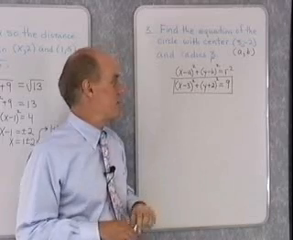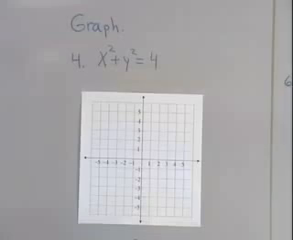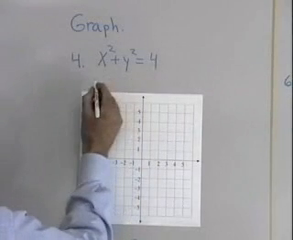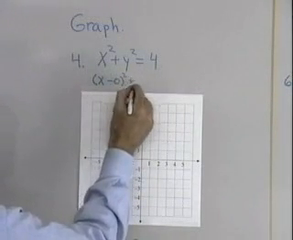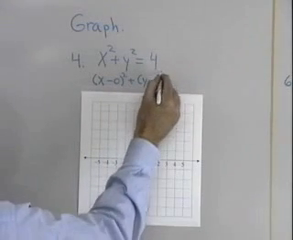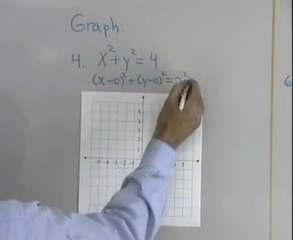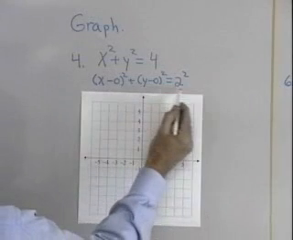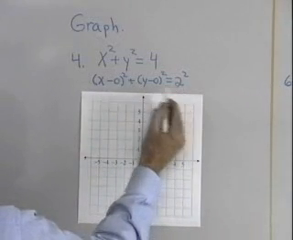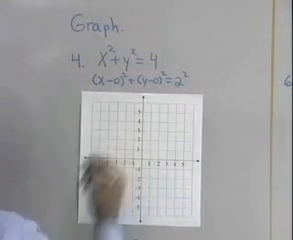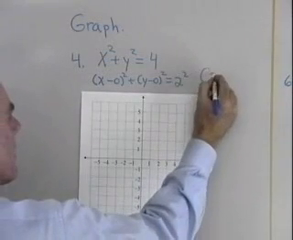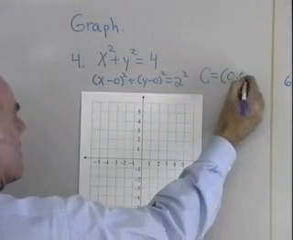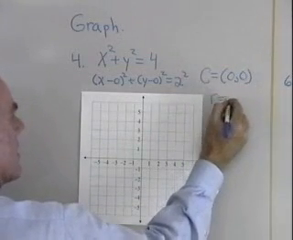What I want to do next is graph a couple of circles. I'm going to graph the circle x² + y² = 4. Now this has the form (x - 0)² + (y - 0)² = 2². So I can tell by looking at it this way that the center is going to be at (0, 0). The center is at (0, 0), and the radius is equal to 2.